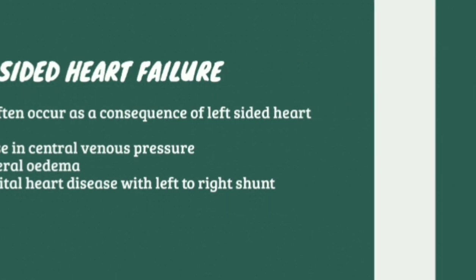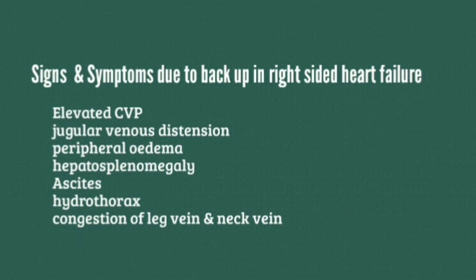The signs and symptoms of right-sided heart failure. First one, elevated central venous pressure. Jugular venous distension. Peripheral edema, most likely seen in the feet when standing and the sacral area when lying down. The fluid status can be assessed by examining the distension level of the jugular vein. Next sign and symptom is hepatosplenomegaly, due to the fluid backing up to the liver and spleen, resulting in failure of the liver.